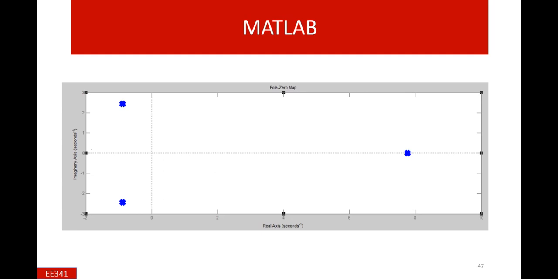Okay, this is the real axis, and this is the vertical or imaginary axis. One pole is on the real axis and on the right half plane, and two poles in a pair are on the left half plane. So this system is unstable.